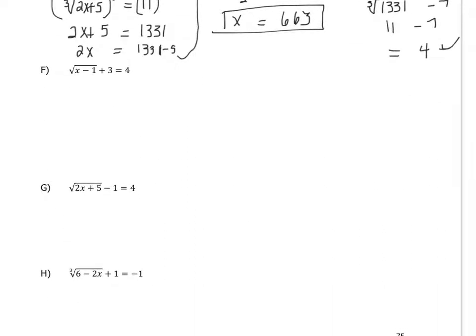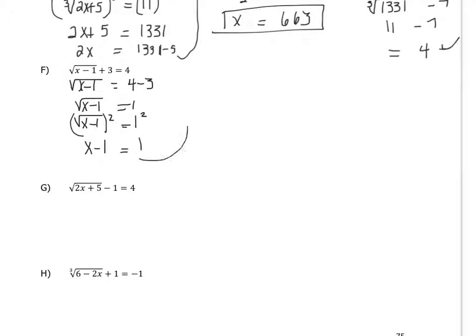next one there, you've got to isolate the square root, so you want to bring the 3 over to the other side by subtracting 3 from both sides, and you get the square root of x minus 1 equals 1, and then you want to square both sides, and squaring a square root leaves you with what's under the root sign, and then you end up with x equals 2.